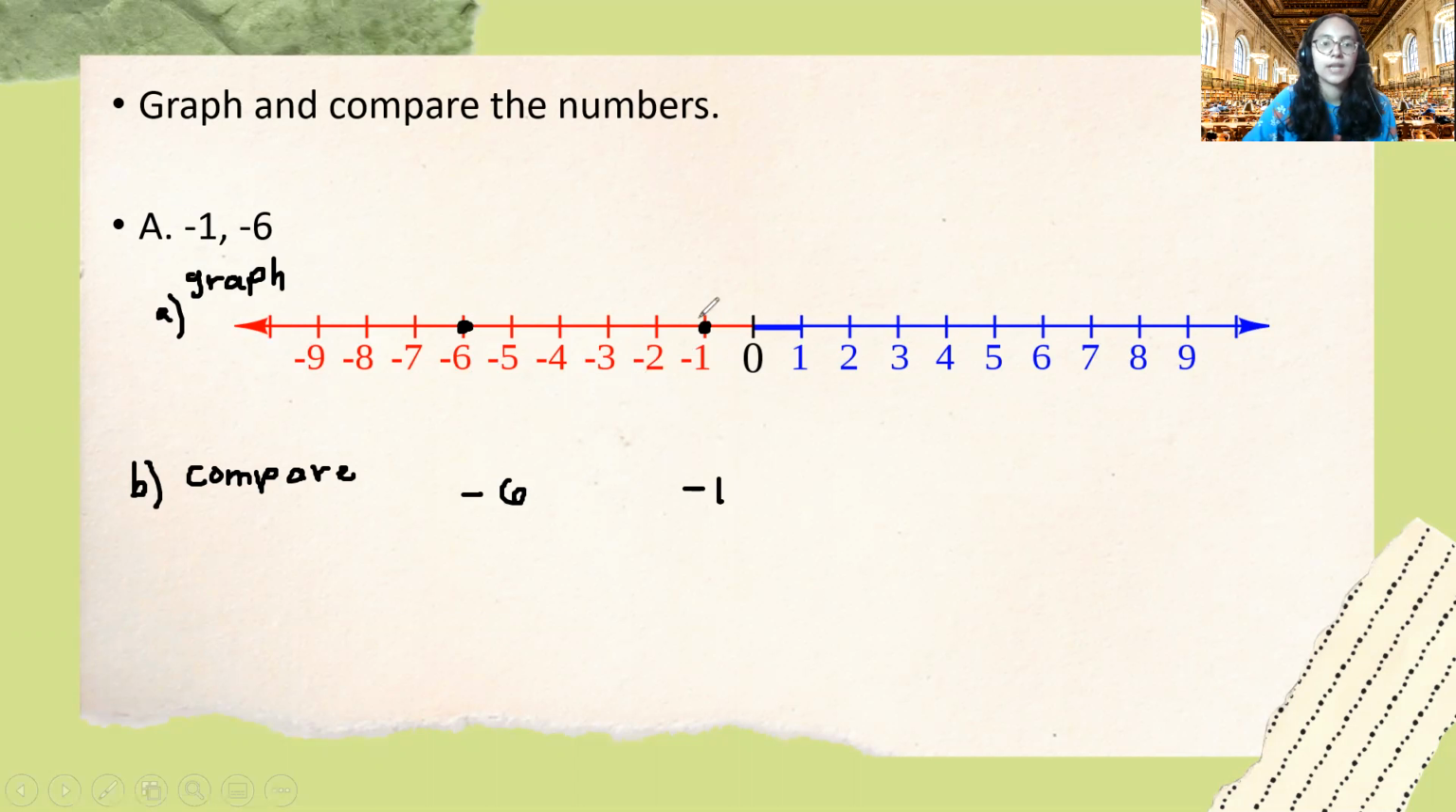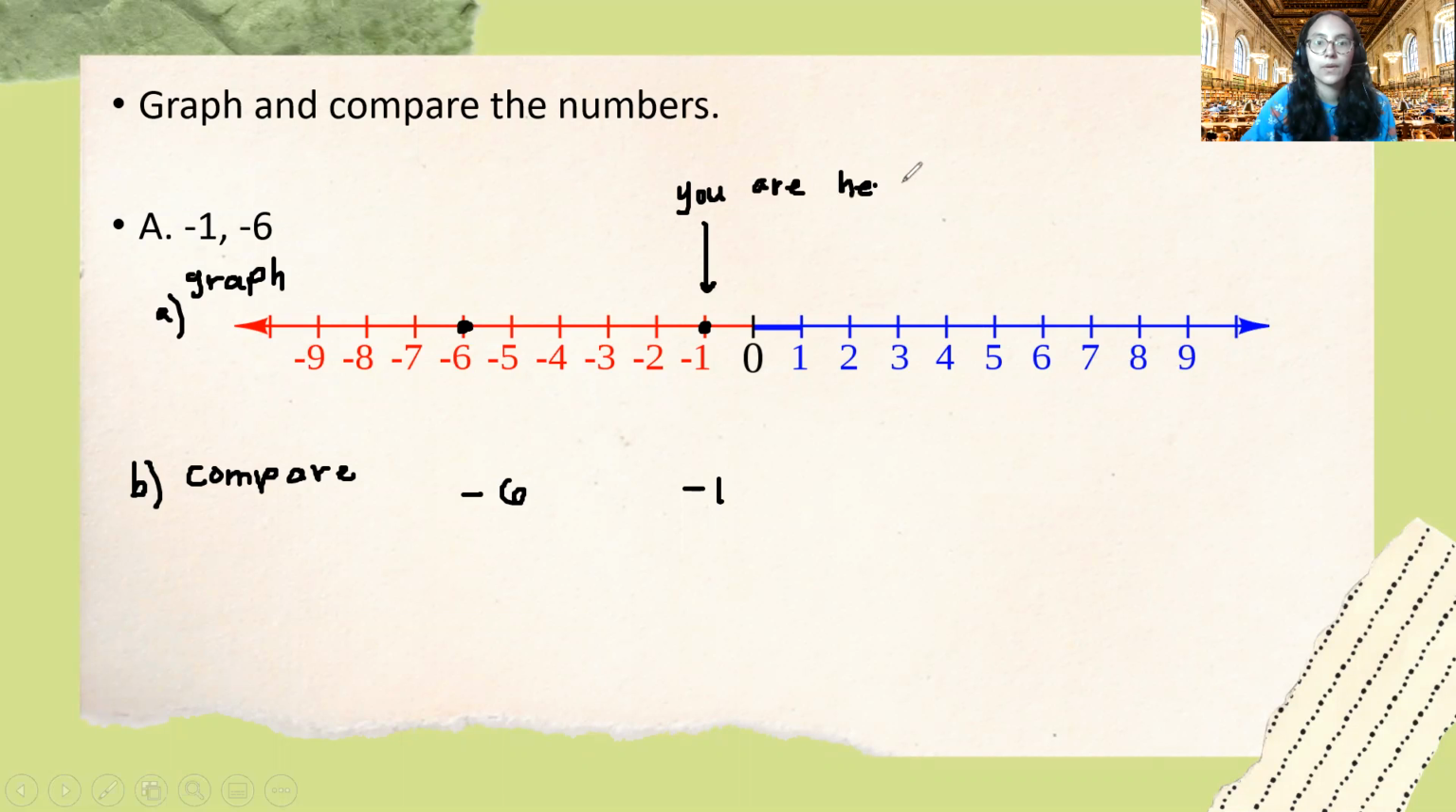So I go to -1 and I look to my other number. -6 is my other number. So I'm right here at -1. And where is -6 in comparison to -1? Is it to the left or to the right of this number? Remember, you are here. This is where you are.